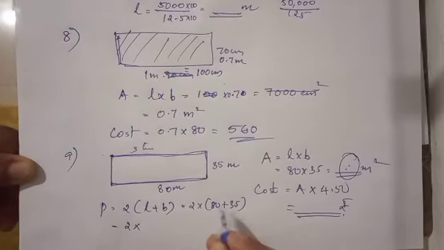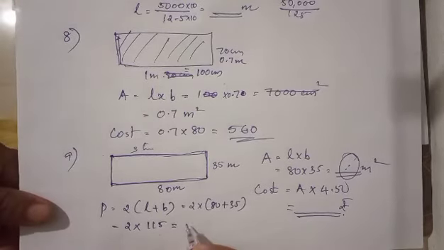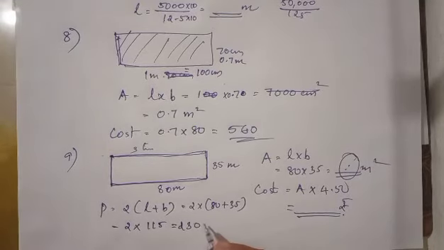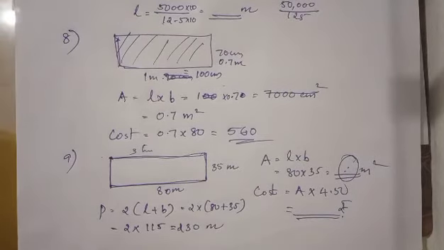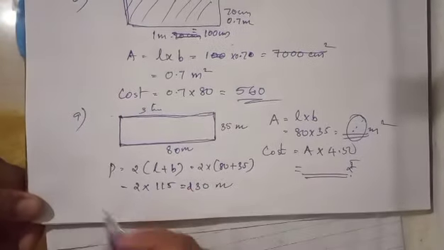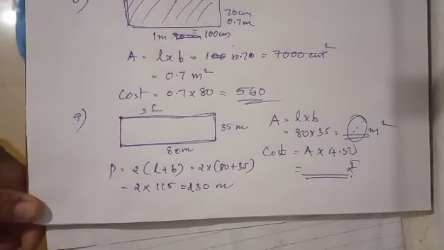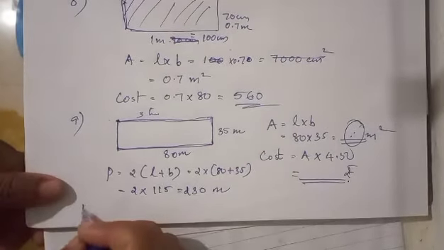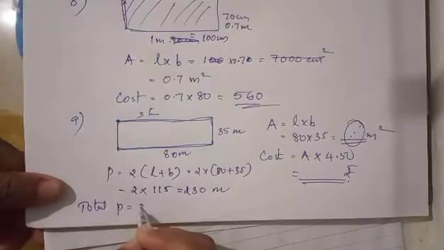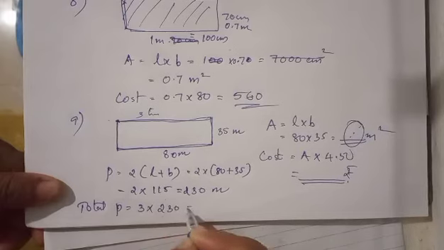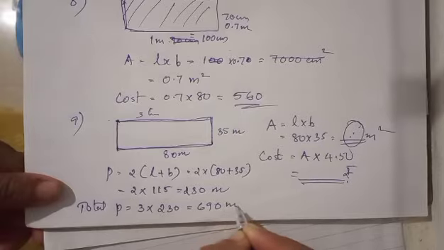That is 2 into 115, that is 230. 230 meter is the perimeter. But this boy is walking 3 times the ground. So total perimeter is 3 into 230, that is 690 meter. The total distance the boy travelled.